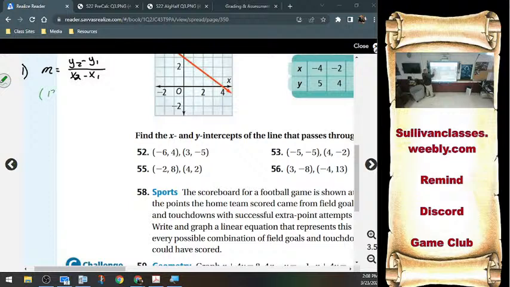y2, 13. y1, negative 8. x2, negative 4. x1, 3. You did say 56, right? Yeah. Okay. So add the opposite, I get 21. Subtract, I get negative 7. Reduce, I got a slope of negative 3.